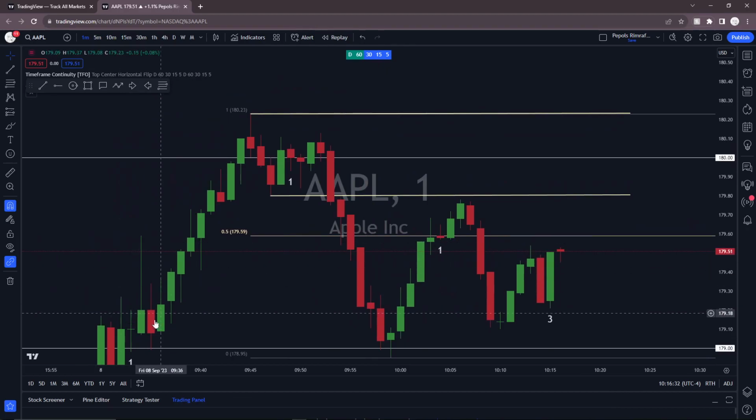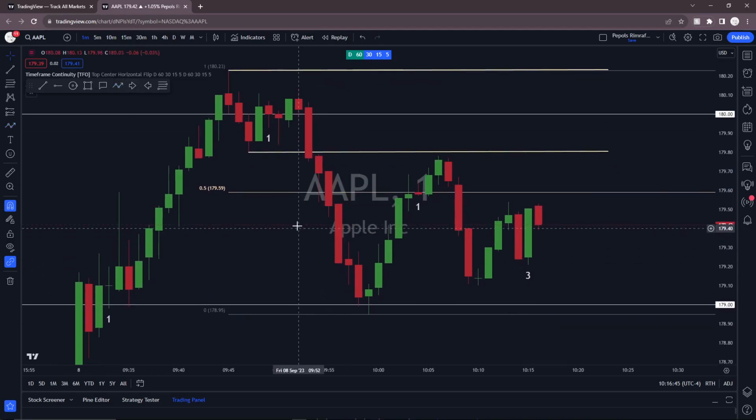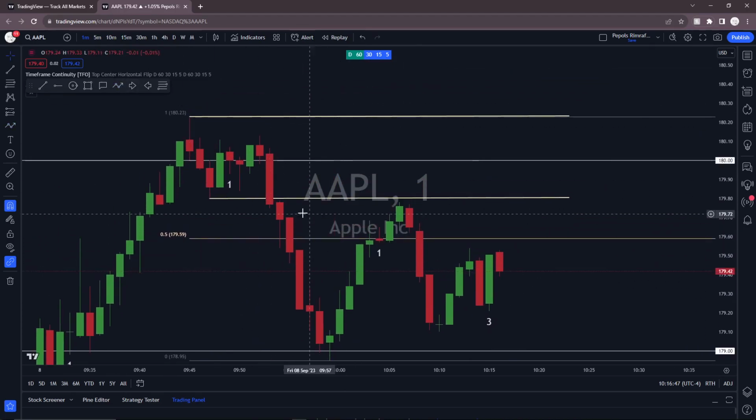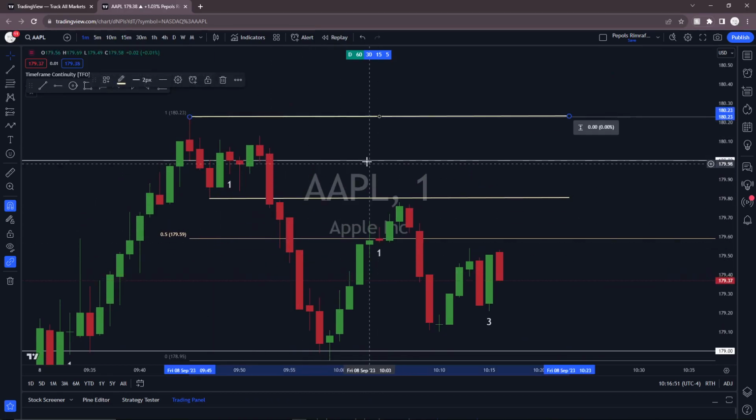So what you're either going to want to see here, this is what I'm saying to myself, is we're either going to break this high and have upside continuation, or break this low. And then once we break this low, we're going to start looking for a bearish retest.